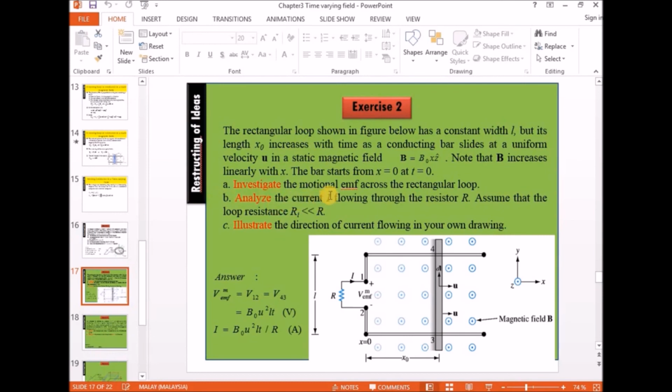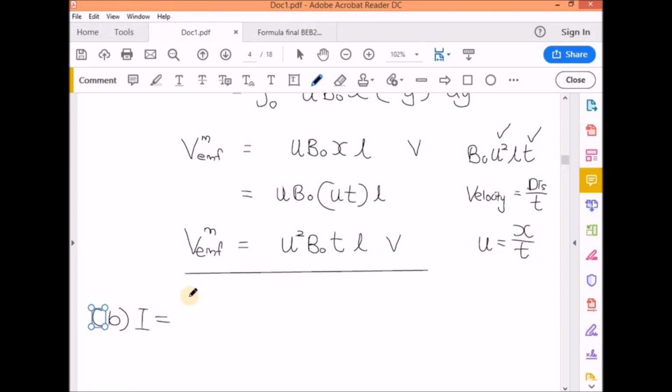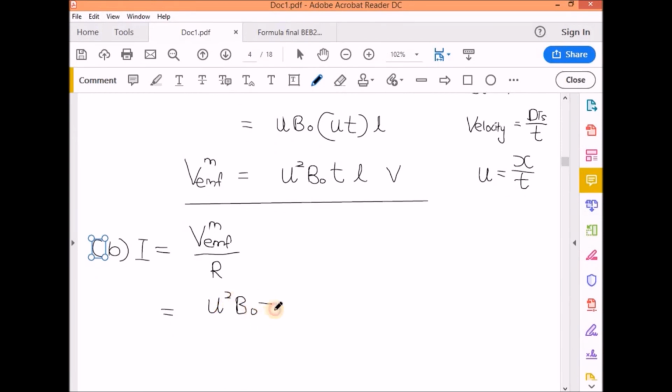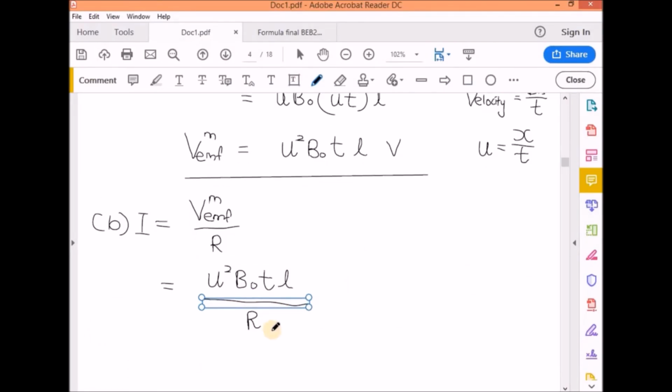B. Analyze the current flowing through the resistor R. Assume that the loop resistance, Ri, is very, very small compared to the physical resistance. So what should you do? Yes, you use V equals IR. So your I will be the motional EMF divided by R, the physical resistance. So you have U square B naught T L, and then divide by R. Did they give you the value of R? No. Ri is 0. How about the R? They didn't give you, right? But you cannot assume it to be 0. This one you remain. So this one will be your answer. Is it the same?